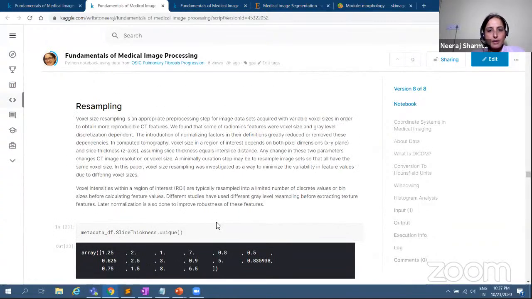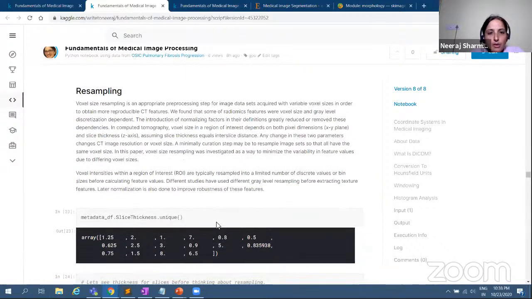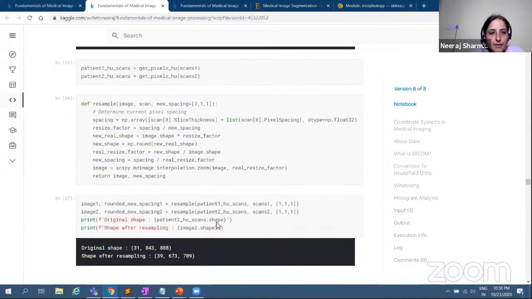So here we come to the concept of resampling. Resampling takes the new scanning parameters. Suppose we want to convert the whole scan into 1 millimeter by 1 millimeter by 1 millimeter, then with the help of resizing factors, we will convert the whole images to the new spacing provided. Let's see how we get this. This is how we are getting the resample.